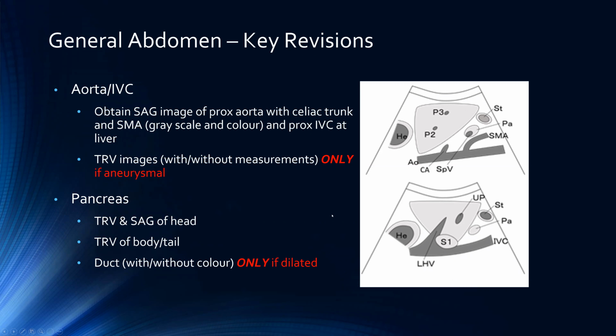So I know that we do sometimes obtain images in the transverse at various levels of the aorta, and you can by all means obtain those, but I don't think it's necessary. Really, I think the only necessary images are those SAG images in both grayscale and color at the level of the SMA and celiac axis and the left hepatic vein for the IVC.